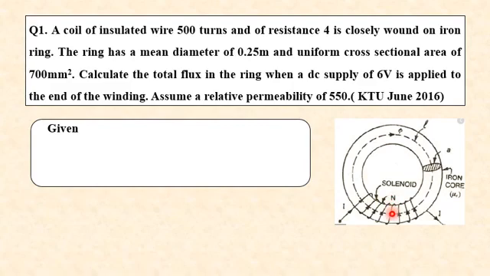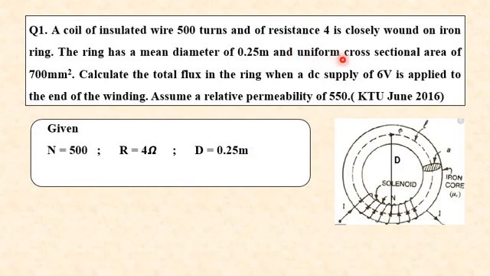So writing down the parameters, number of turns, that is capital N, is equal to 500. Resistance, that is capital R, is equal to 4 ohm. And also it is given that the mean diameter of the ring, that means this length. This is your mean diameter. And it is given in the question as mean diameter, that is your capital D, is equal to 0.25 meter.